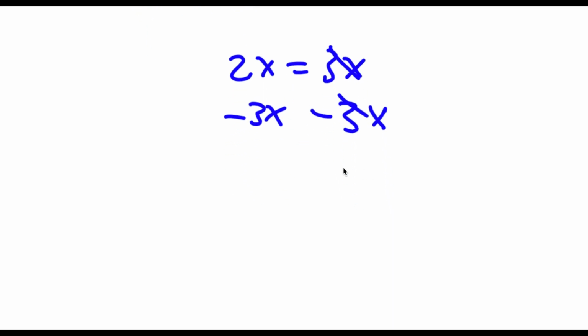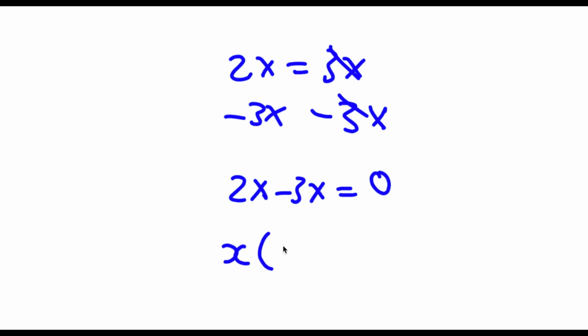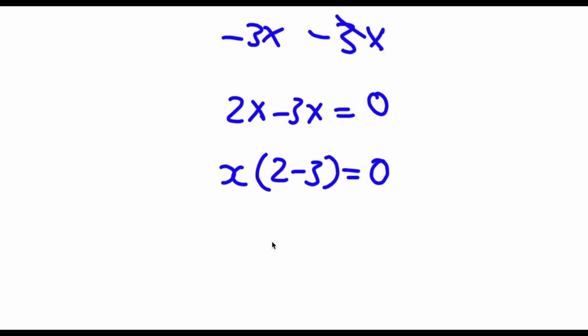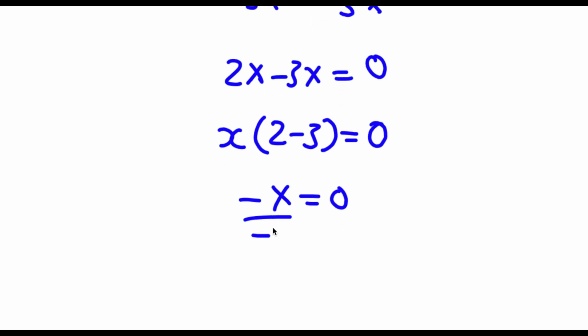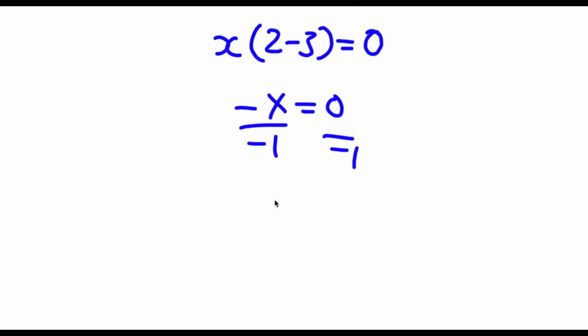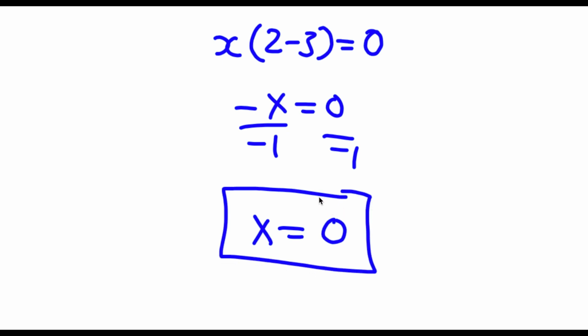So then these two cancel out, and now I'm left with 2x minus 3x is equal to 0. Now, if I factor out x from here, I get x times 2 minus 3 is equal to 0. 2 minus 3 is negative 1, so now I have negative x is equal to 0, and if I divide both sides by negative 1, I get x is equal to 0 divided by negative 1 is 0. So my answer is x equals 0.